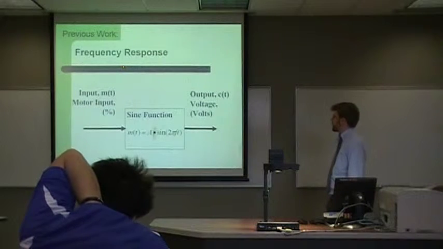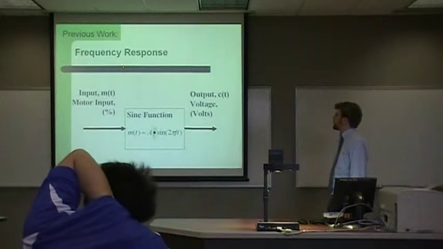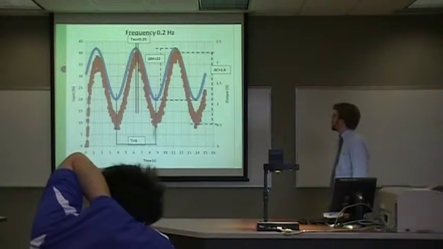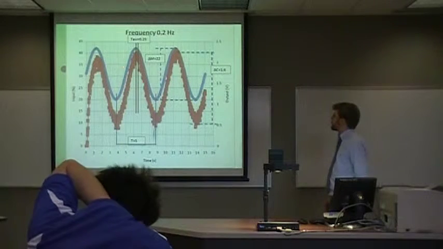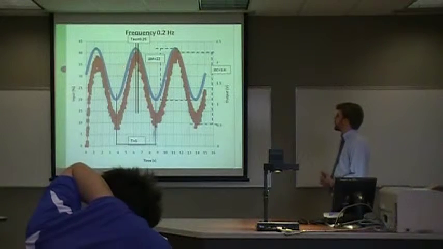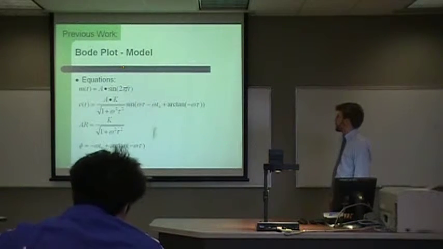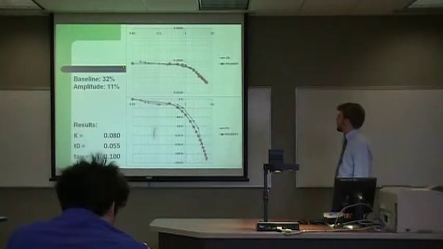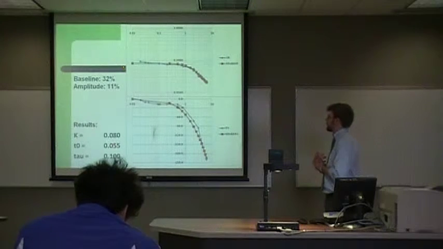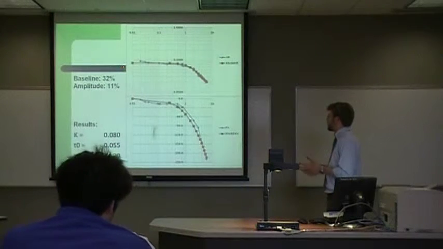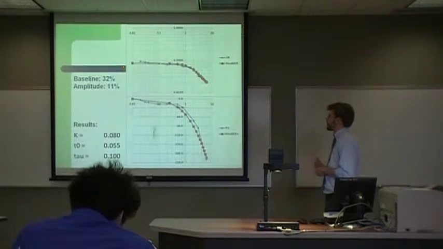Frequency response is block diagram, how that works, the forcing function. Here's an example of one of the frequency response curves, where you can find tau and all that. The equation for Bode. And here's our Bode plots. This is actually an interesting set. It has the model and what we found for our phase angle from our frequency response.